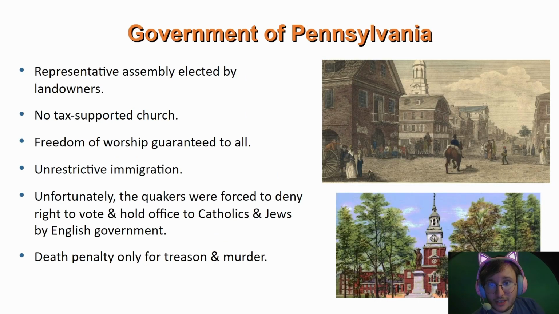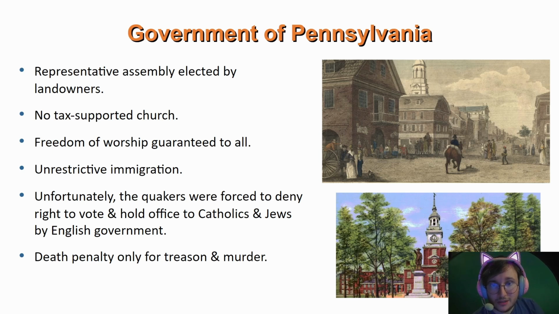Pennsylvania's government was revolutionary for its time. It featured a representative assembly elected by landowners, emphasizing democratic principles. The colony had no tax-supported church, guaranteeing freedom of worship for all. This was a significant departure from the norms of other colonies, where churches often played a central role in governance. Pennsylvania also encouraged unrestricted immigration, welcoming people from diverse backgrounds.